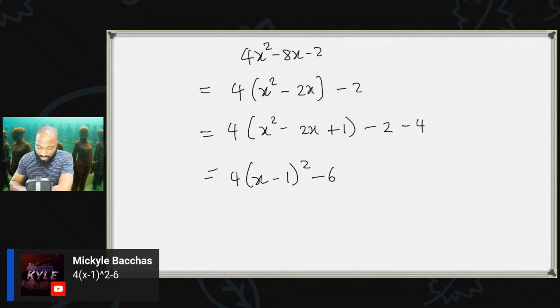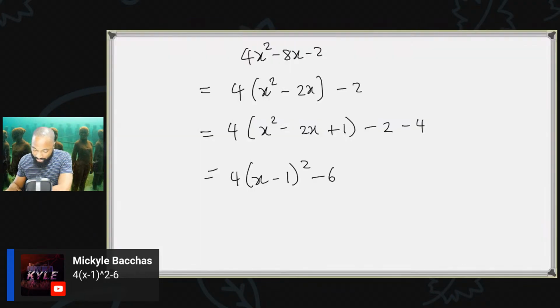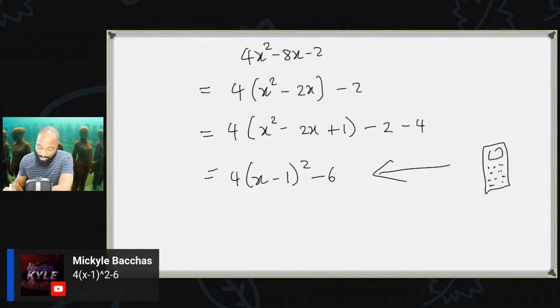So we completed this square. The minimum value of f of x, and we could always double check on our calculator, right? Double check this on your calculator. The minimum value of f of x is, at least say, negative 6. For 1 mark, we need to find the minimum value. The minimum value of f of x will be this.